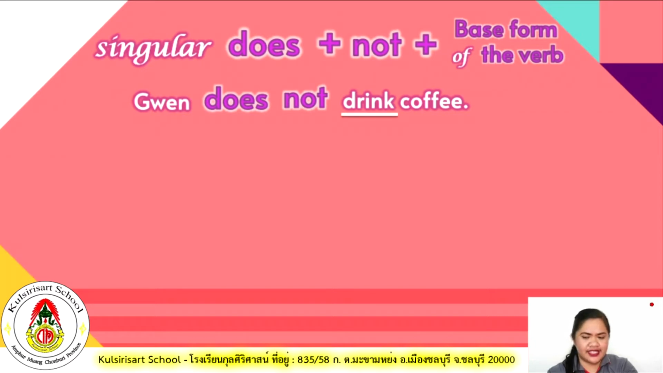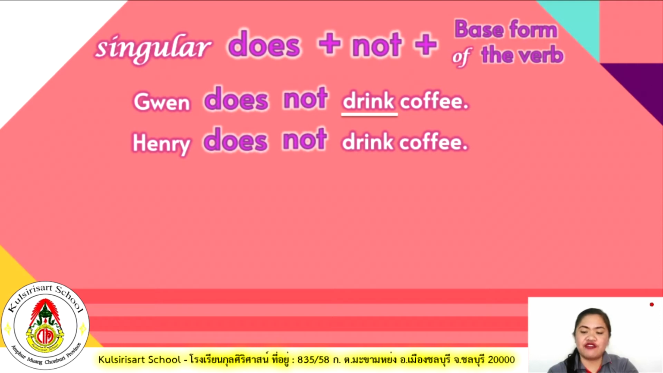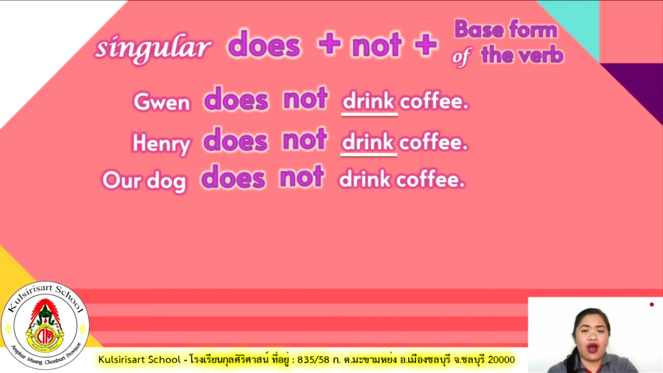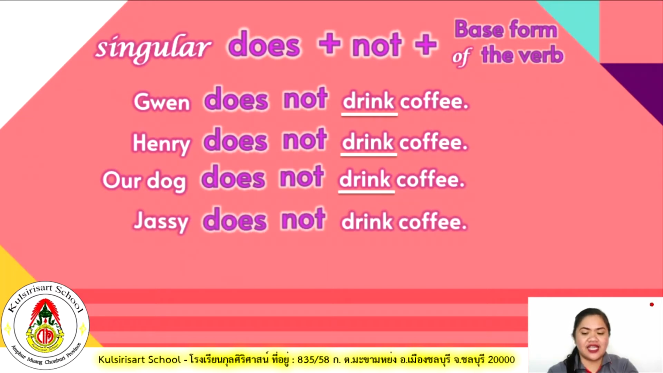We have here the same base form of the verb. And then we have another, Henry does not drink coffee. Next, our dog does not drink coffee. The subject is our dog, meaning only one dog. Next, we have here, Jazzy does not drink coffee. How many persons is Jazzy? Very good. Only one, that's why we use the word does. And of course, the base form of the verb drink is still drink.